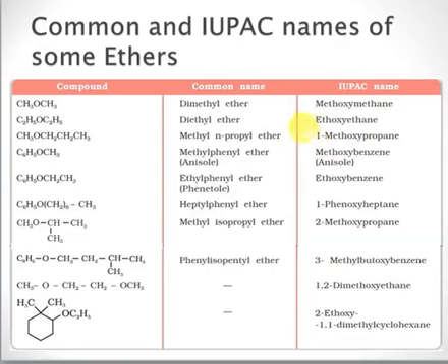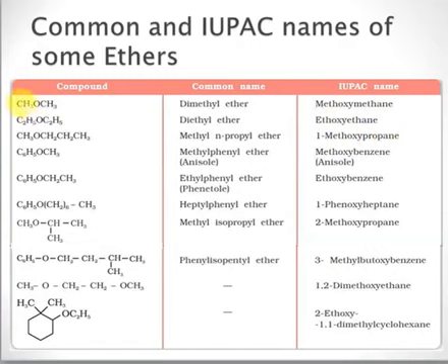In case of the IUPAC name, we use the term alkoxy first and then alkane. So IUPAC treats ethers as alkoxy alkanes. The first part will be alkoxy and the next part will be the alkane. It's the convention that the smaller part becomes the alkoxy and the larger part becomes the alkane.